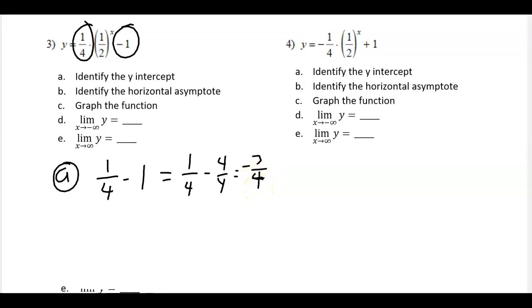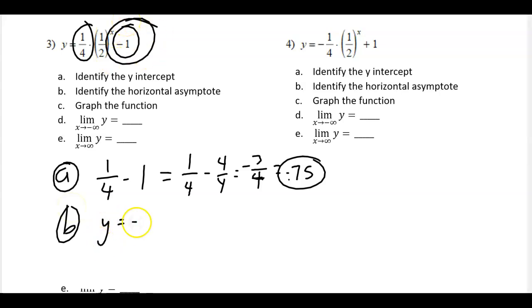-3/4, which I think is easier to think of as a decimal, so that'd be -0.75. There we go. Let's go ahead and take a look at part B. The horizontal asymptote is simply this number here, so that would be y equals -1. We're ready to graph the function then. To graph the function, you're going to plot your y-intercept and your horizontal asymptote.